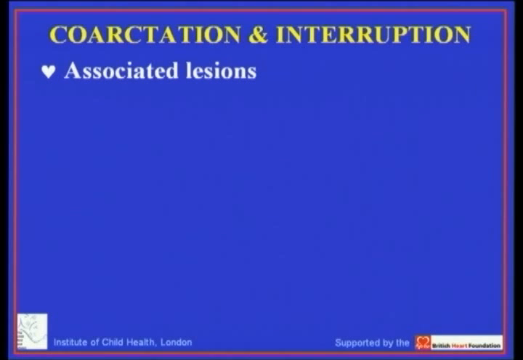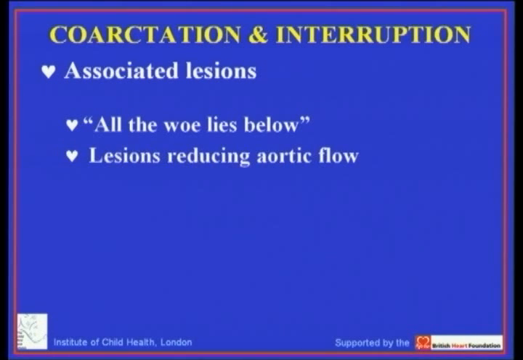But as I say, the most important feature is the associated lesions. And this aphorism, "all the woe lies below," is one of the splendid sayings of Richard van Praag, and in this instance it is absolutely true, because whenever we find interruption or indeed severe coarctation, we should look for lesions within the heart that have reduced aortic flow during fetal life.